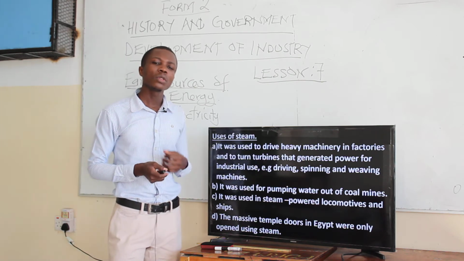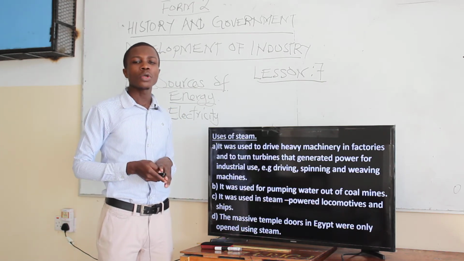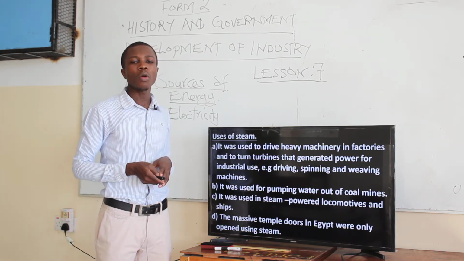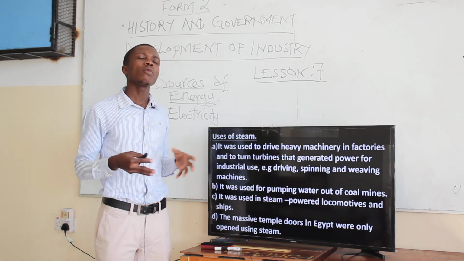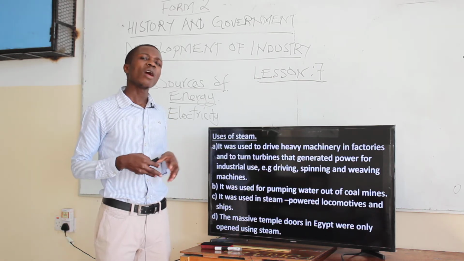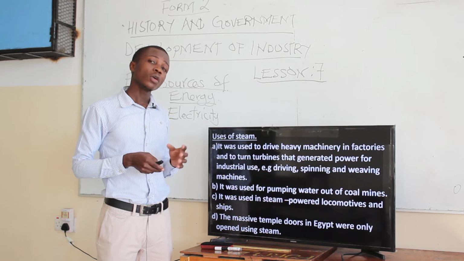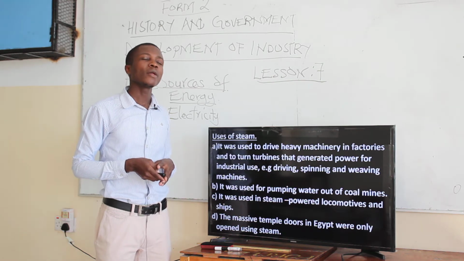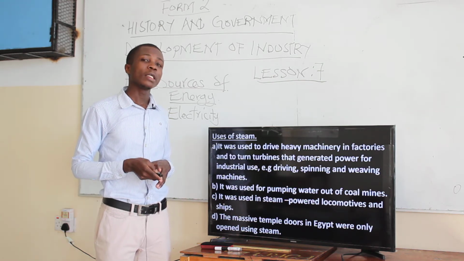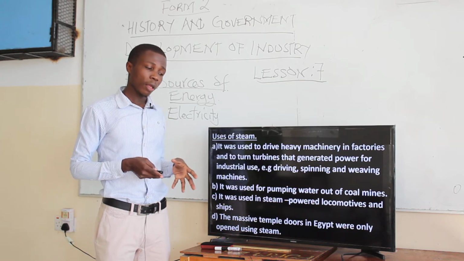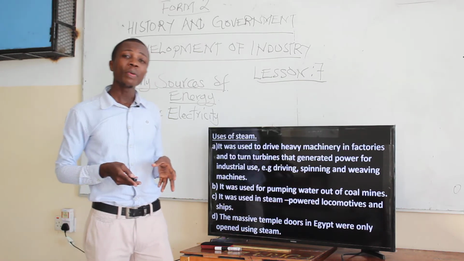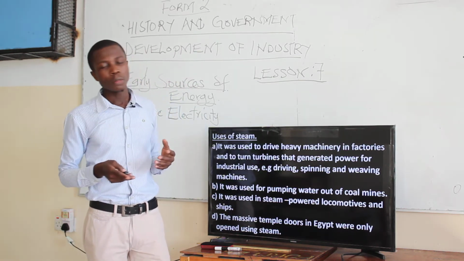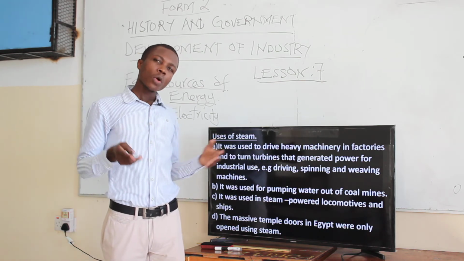Then the next use was that the massive temple doors in Egypt were opened using steam. Some of the kingdoms of the world had very heavy doors and gates that could not be opened or closed manually, and they needed machines to open such doors or gates.